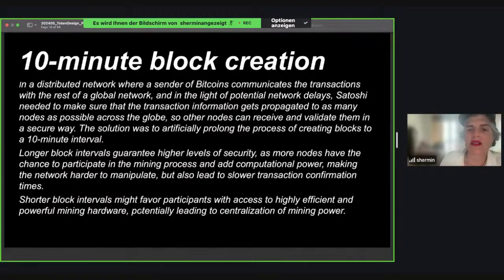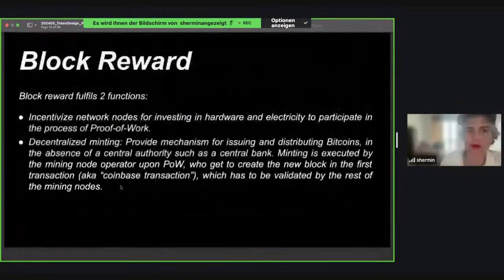And the solution was to artificially prolong the process of creating blocks to a 10-minute interval. Longer block intervals would, in theory, guarantee higher levels of security, as more nodes would have the chance to participate in the mining process. Yes, it would make the network harder to manipulate, but also make the network much slower and much less scalable than it already is. Shorter block intervals might favor participants with access to more efficient or bigger computers, but not the smaller or less powerful computers.